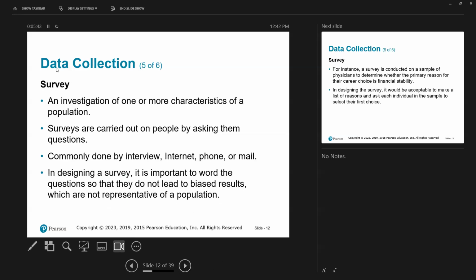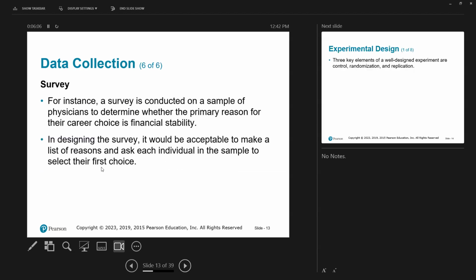Survey. This is another technique for data collecting. An investigation of one or more characteristics of a population. Surveys are carried out on people by asking them questions, commonly done by interview, internet, phone, or mail. And in designing a survey, it is important to word the questions so that they do not lead to biased results, which are not representative of a population.